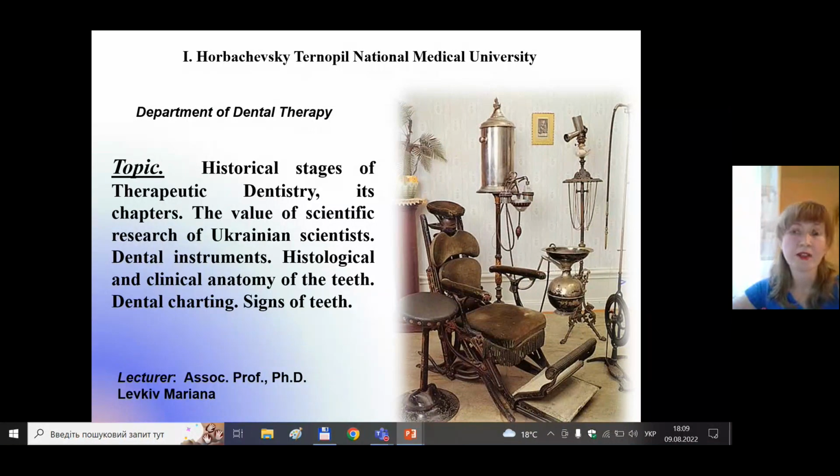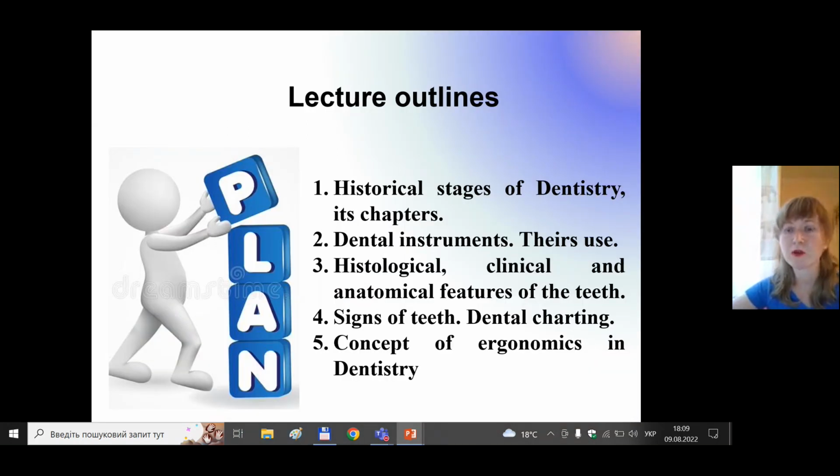The topic of the lecture is the historical stages of therapeutic dentistry, its chapters, the value of scientific research of Ukrainian scientists, dental instruments, pathological and clinical anatomy of the teeth, dental charting, science of teeth. This lecture outlines historical stages of dentistry, its chapters, dental instruments, their use, histological, clinical, and anatomical features of the teeth, science of teeth, dental charting, concept of ergonomics in dentistry.